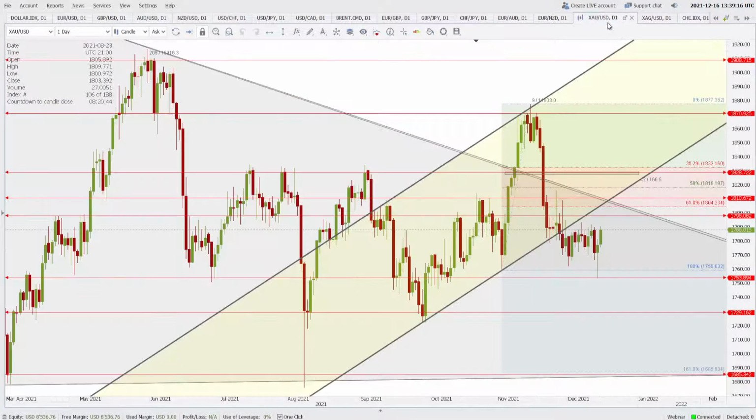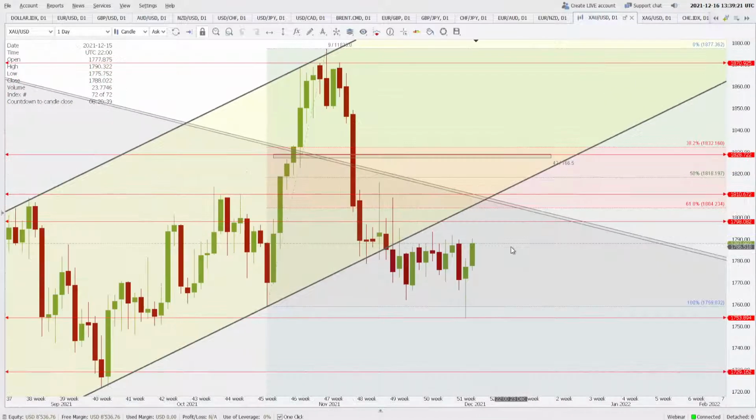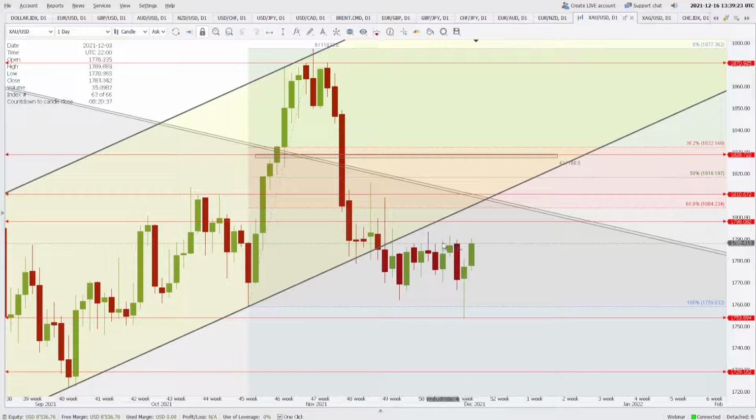Talking about gold, yesterday's bullish pin bar, today's follow up, and now the price is standing at the resistance. This was an area of congestion. You see here it was an area of congestion, then here it is an area of congestion. Now the next resistance at $1798 is very close. The price is at 1788. The support is at 1753.